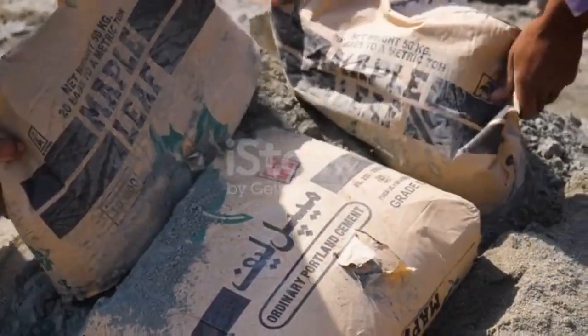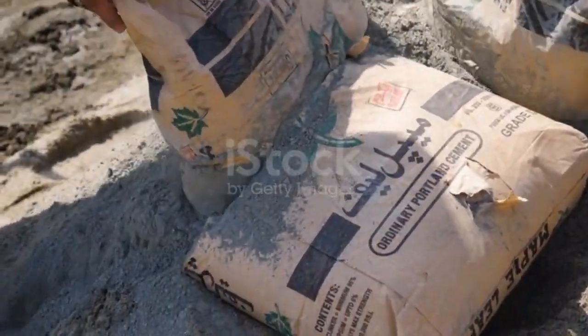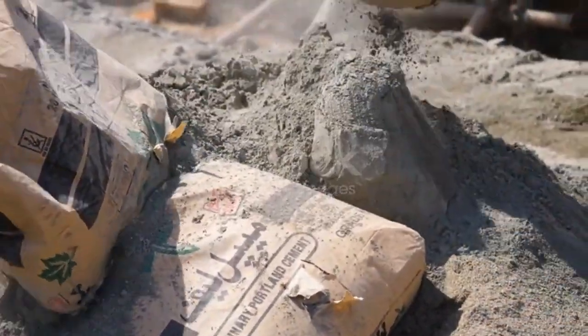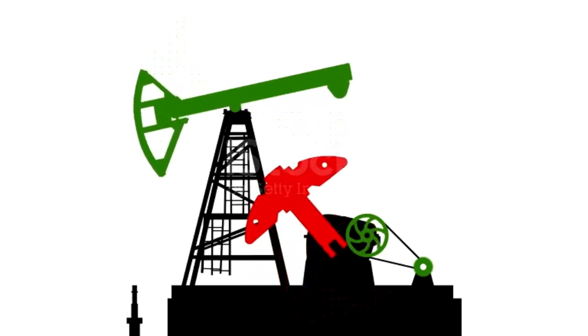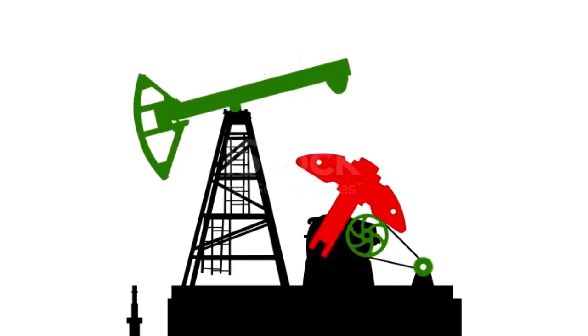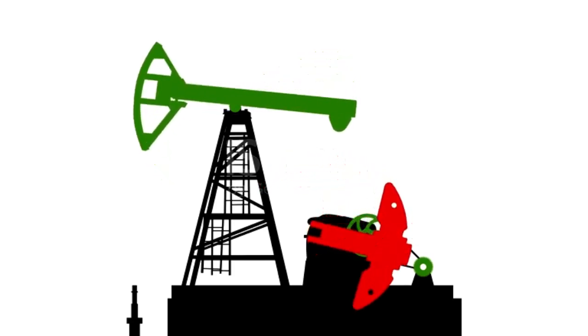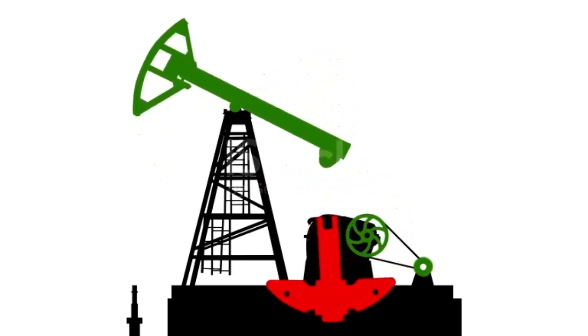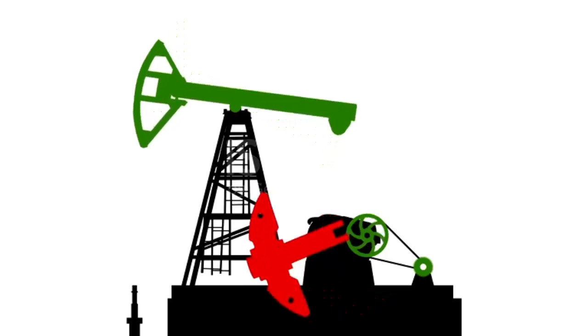Scene 11. Conclusion. From raw materials to the final product, the journey of cement is one of precision, science, and innovation. Next time you walk on a sidewalk or drive over a bridge, remember that it all started with a few simple ingredients that were transformed through an extraordinary process.